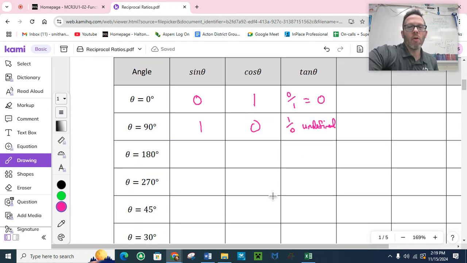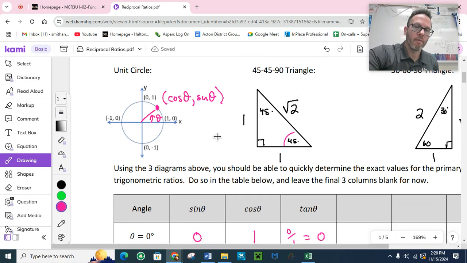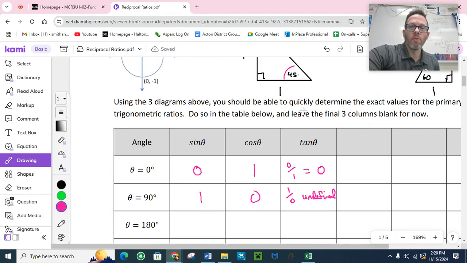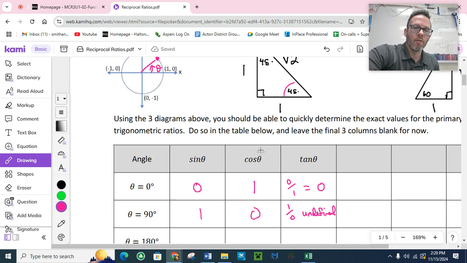I'll do the sine, cos, and tan of 45 degrees with you as well, and then let you try to finish it off. For 45 degrees, maybe focus on the bottom right one. The adjacent is 1. The hypotenuse is root 2. The cosine of 45 is 1 over root 2. And so is the sine, because the opposite is 1. So 1 over root 2, 1 over root 2. And of course, tan, using a special triangle, is opposite over adjacent, and 1 over 1 is just equal to 1.